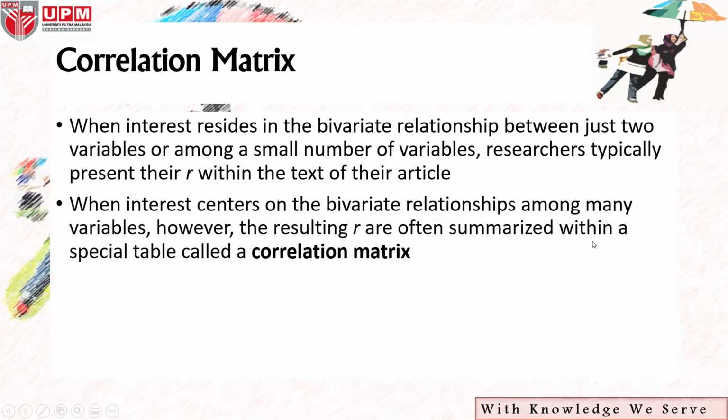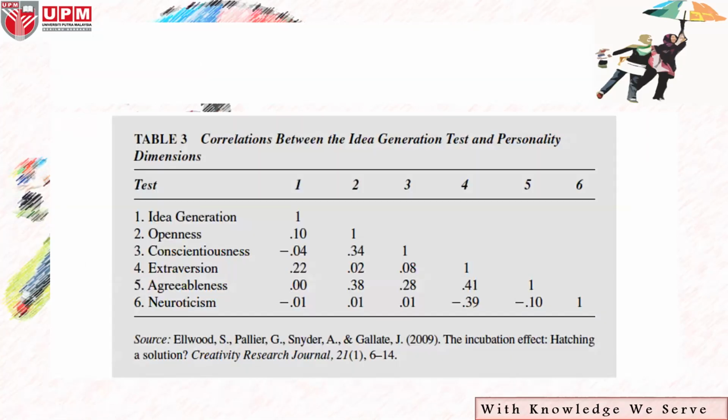Correlation matrix. This is the table. Most of the time we use it when you want to present your correlation data, so we present in this form, correlation matrix form. Okay, so 1, 2, 3, 4, 5, 6 ni, it represent this variable on your left side ni. 1 is idea generation, 2 is openness, 3 conscientiousness, 4 extraversion, 5 agreeableness, 6 neuroticism.